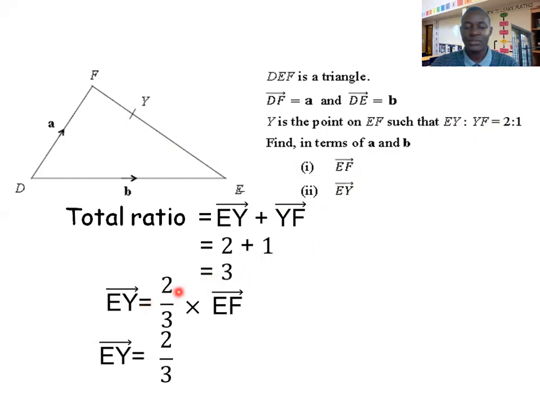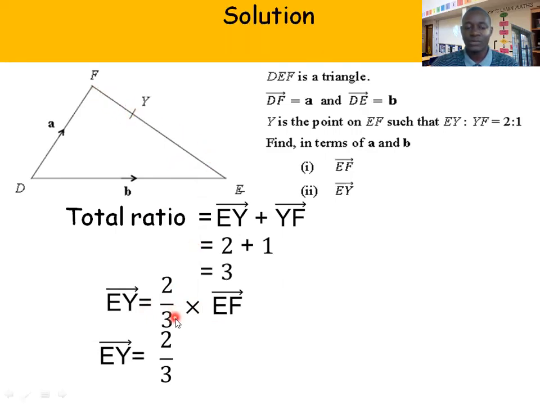Now, EY is going to be 2 parts out of the total ratio times the full vector EF. I'll say it again. EY has a ratio of 2 out of 3. The total ratio for this is 3, so that's why you have 3 down there. Then the part that represents EY is 2, so we have 2 out of a total of 3, multiplied by the full vector EF. Of course, it's not a length, it's a vector.